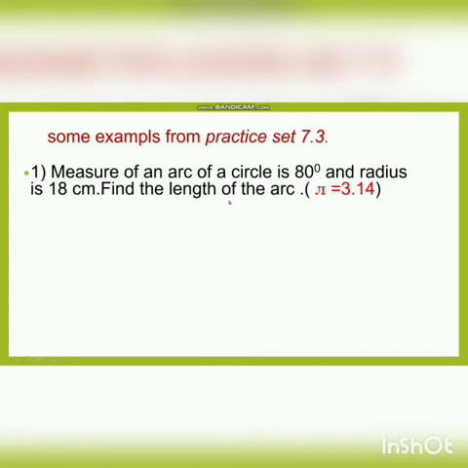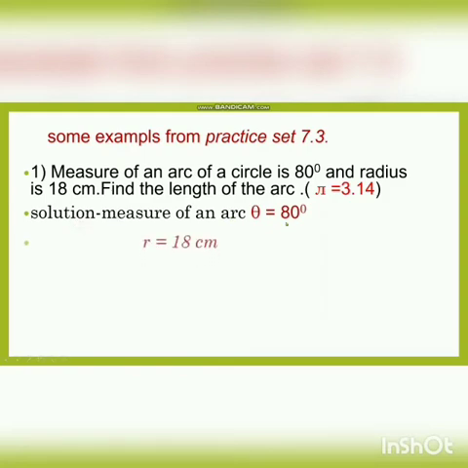And radius r, small r, is 18 centimeter. In the solution, write down the given information. Measure of an arc theta is equal to 80 degree. I write theta is equal to 80 degree. Why do I write here theta is equal to 80 degree?